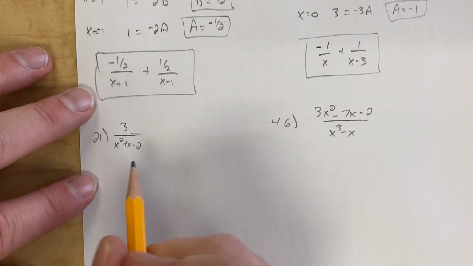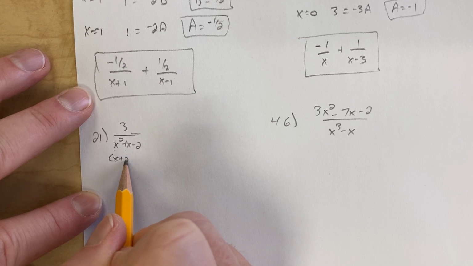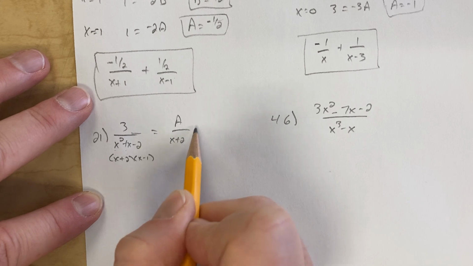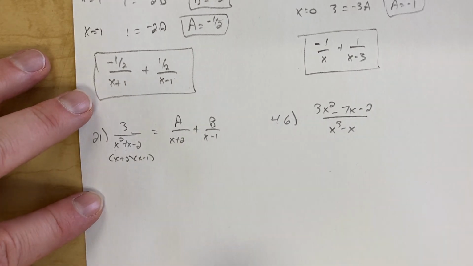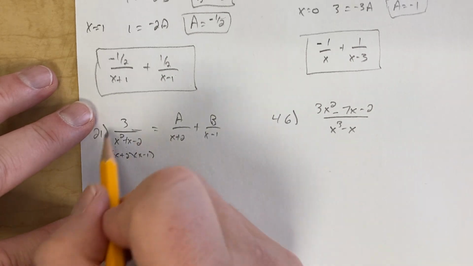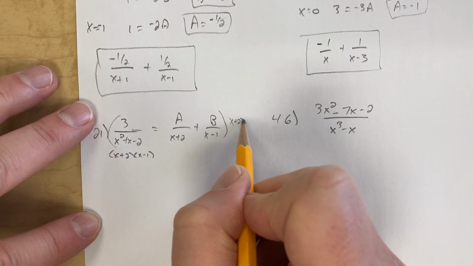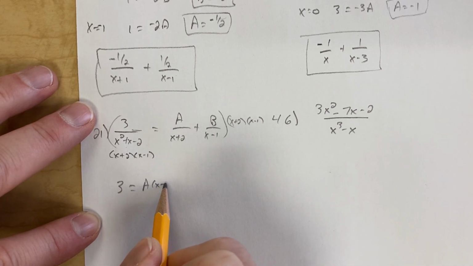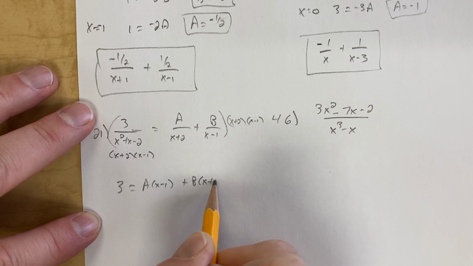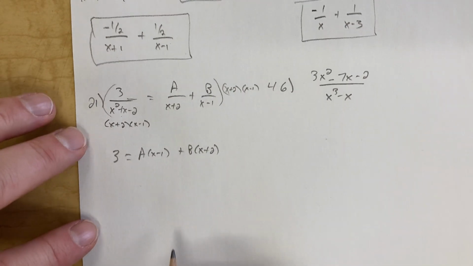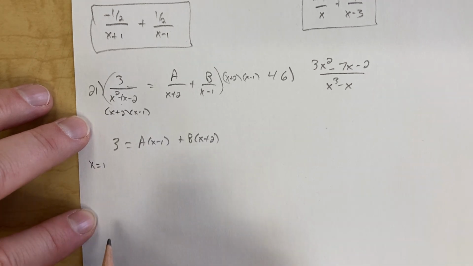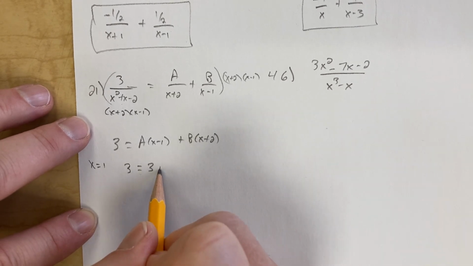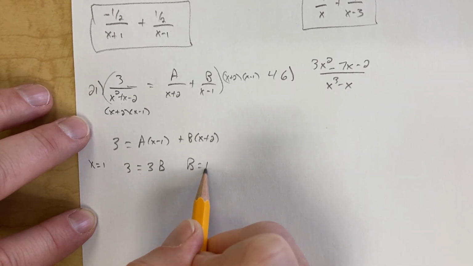All right, let's try that again. X squared plus x minus 2 is x plus 2, x minus 1. So this is going to break into a over x plus 2 plus b over x minus 1. All right, so when we multiply everybody by that common denominator, we're going to get 3 equals a times x minus 1 plus b times x plus 2. Okay? Now, I'm going to pick x equal 1. It's going to give us 3 equals 0 plus 3 times b, so 3b. This is going to give us b equal to 1.